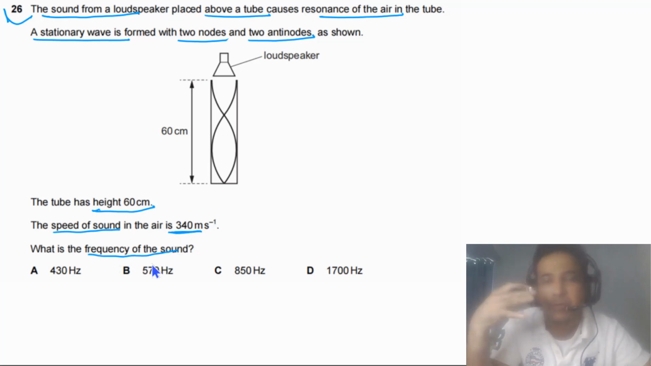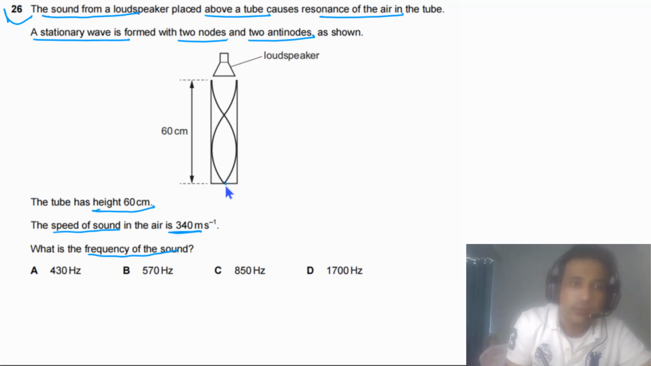So this is a typical type of question. You will see this question in many past papers. So this is a repeated question. You need to master how to approach this type of question. For this question, we have a node at this end, and here we have an antinode. Here we have a node, which means at this point we have a node, and at this end we have an antinode.